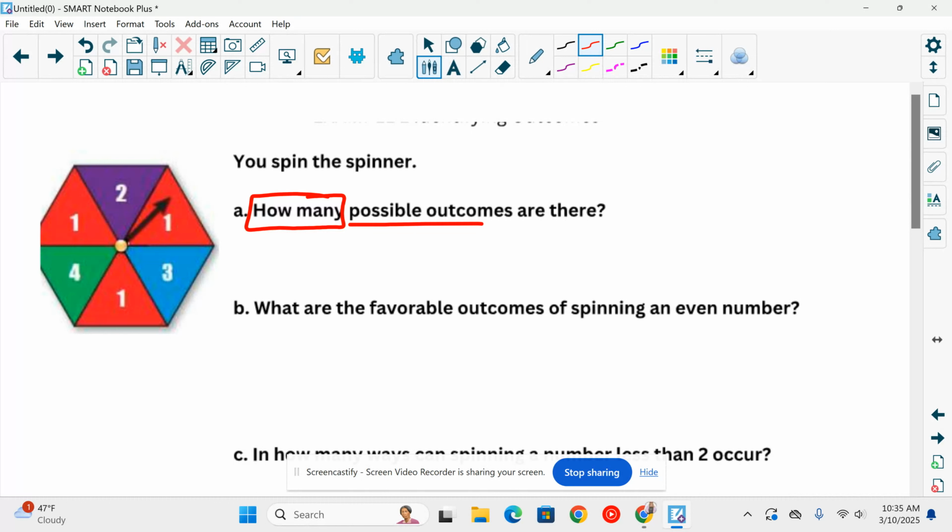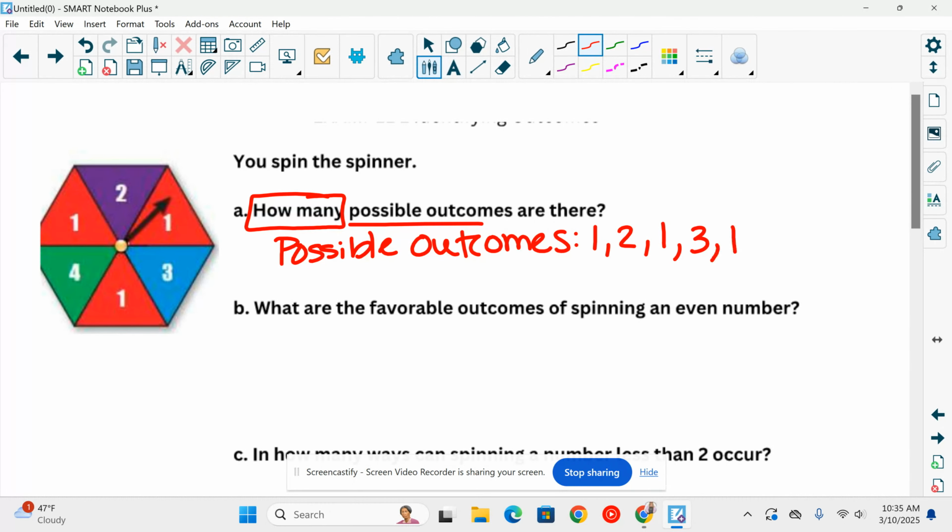6. So if I were to list my possible outcomes here, the possible outcomes on this spinner are 1, 2, I could spin another 1, I could spin a 3, I could spin a 1, and I could spin a 4. I could spin any of these parts, right? Well, how many outcomes are there? 1, 2, 3, 4, 5, so there are 6 outcomes.